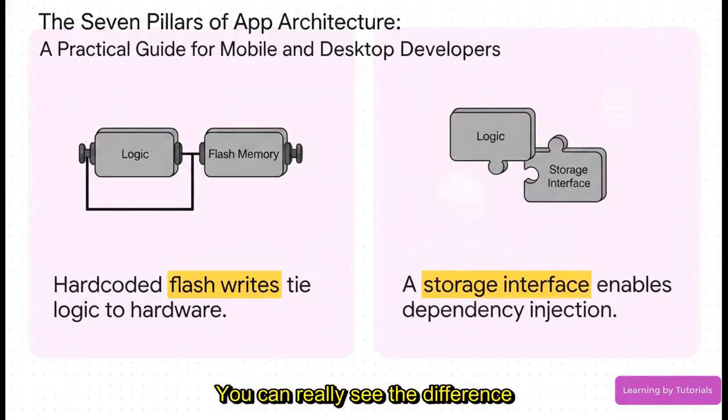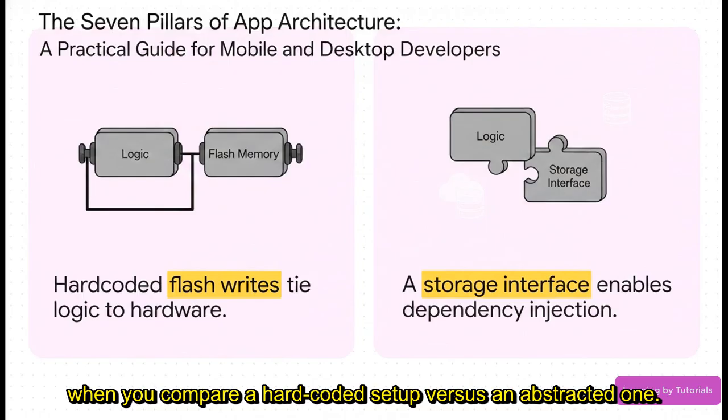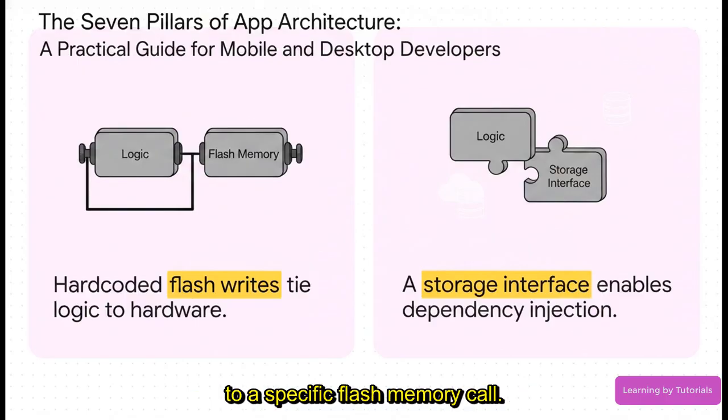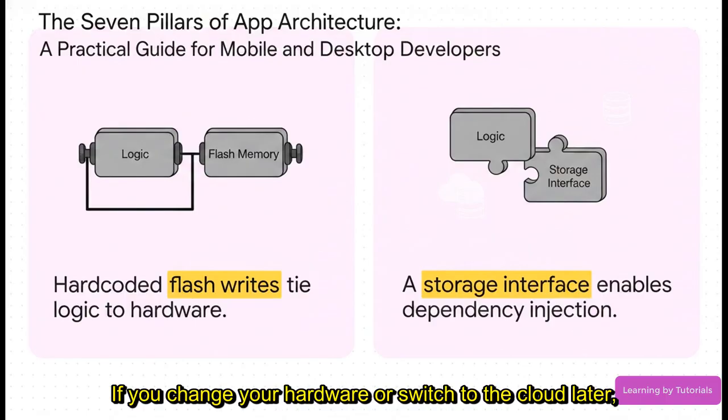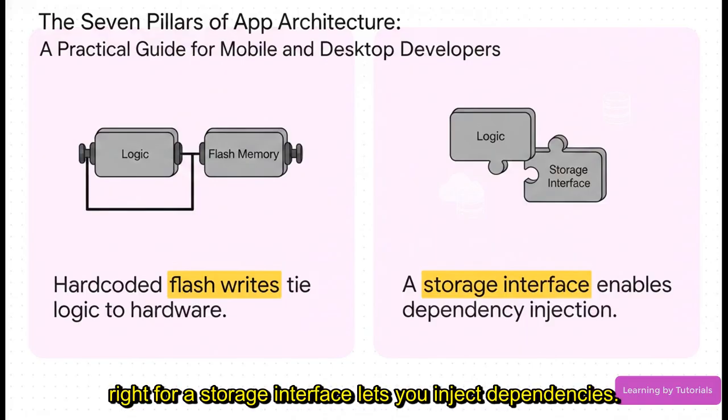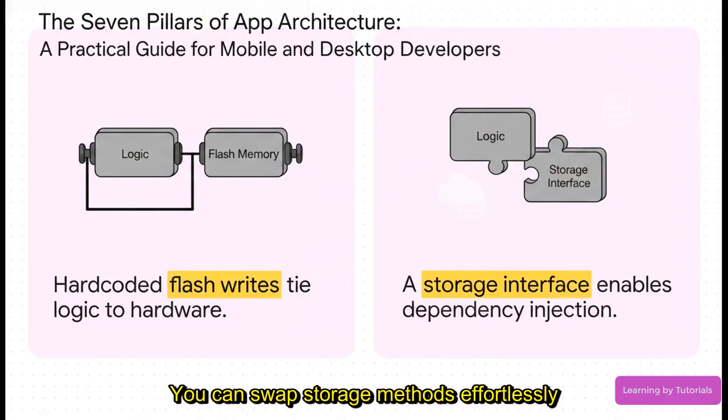You can really see the difference when you compare a hard-coded setup versus an abstracted one. On the left, a save function is tied directly to a specific flash memory call. If you change your hardware or switch to the cloud later, you have to rewrite your core logic. Actually, scratch that. You really don't want to do that. Instead, swapping that direct flash write for a storage interface lets you inject dependencies. You can swap storage methods effortlessly without ever touching your high-level logic.